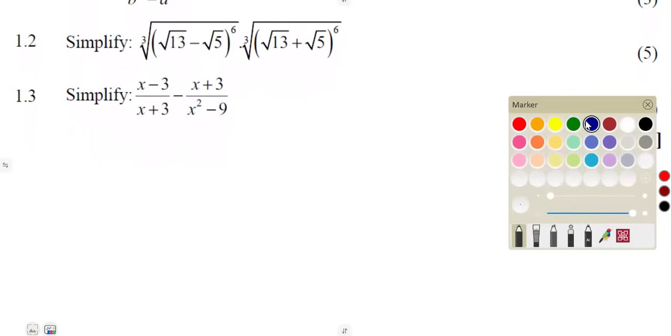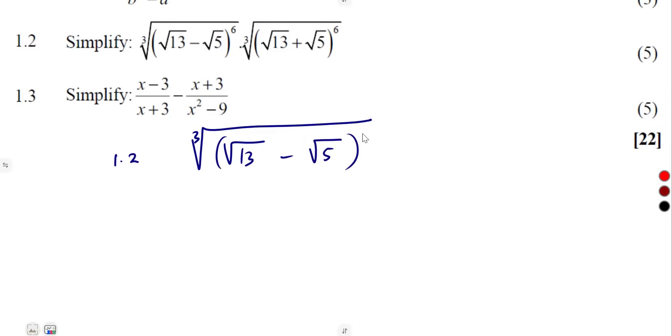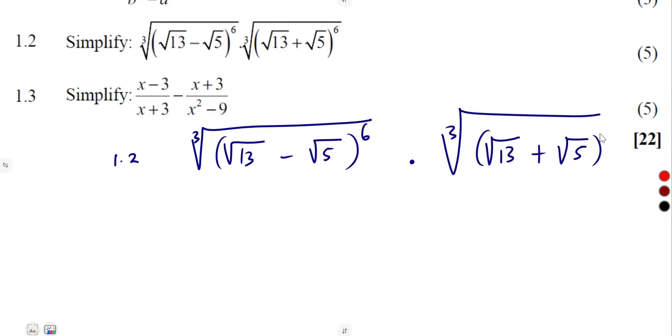We had an interesting question here on 1.2: the cube root of the square root of 13 minus the square root of 5, raised to the exponent of 6, times the cube root of the same thing, but this one is the square root of 13 plus the square root of 5, raised to the exponent of 6. This part we can do using our laws of surds, as long as we have the same presentation. This is the cube root, this is the cube root.